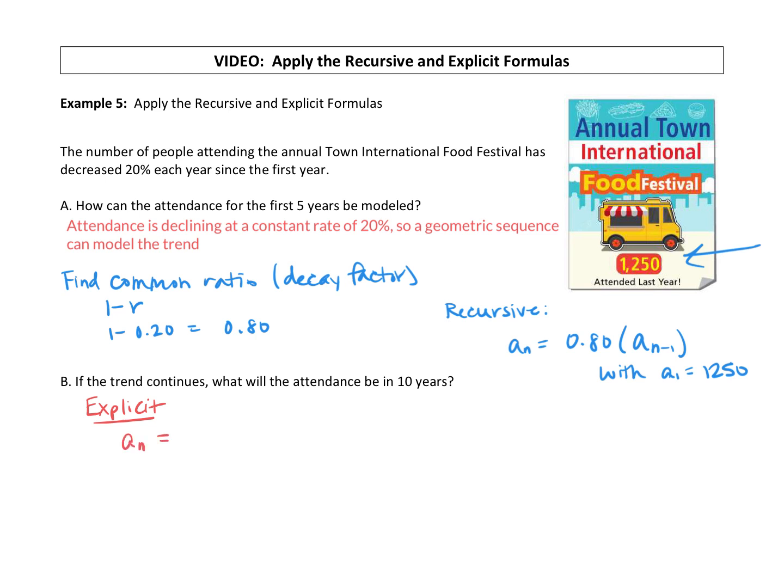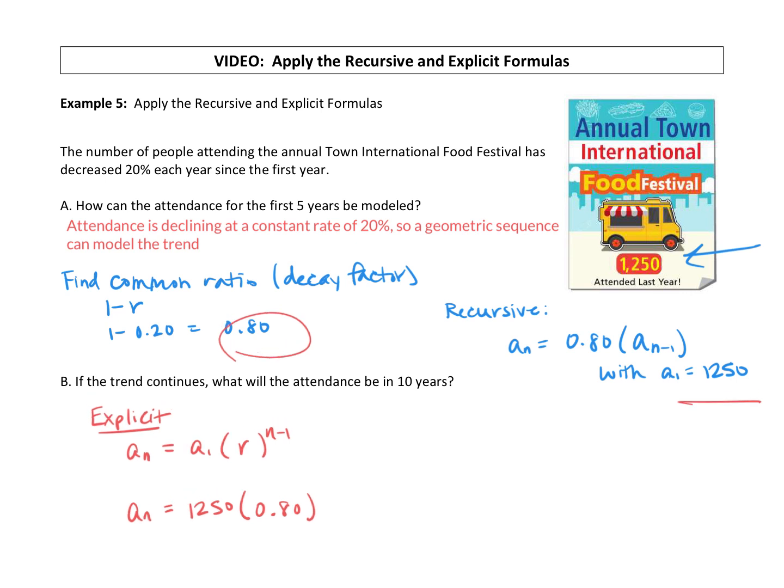Remember, that's a sub n equals the first term times your common ratio raised to the n minus 1 power. So our formula is a sub n equals the first term over here we said was 1250 times 0.80 raised to the n minus 1 power. We're just writing the formula, so it's the n minus 1 power.